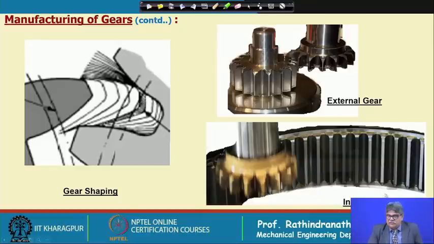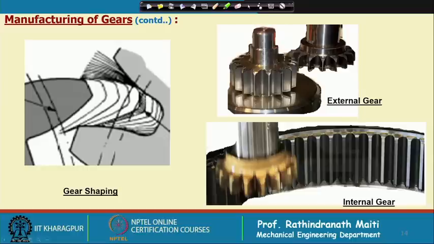Shaping of the internal gear is also done in the same way, keeping the cutter and the gear in a relation, and the cutter moves up and down. It is also possible to cut the internal gear by hobbing methods, but that is a special hobbing and we cannot go for a very high helix angle for the internal gear, but it is possible.